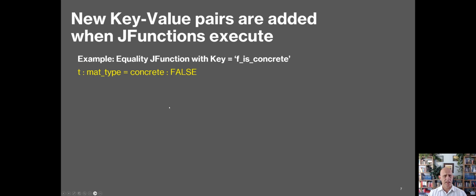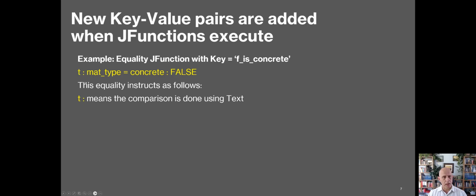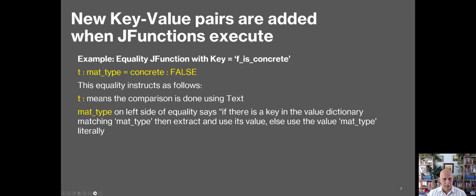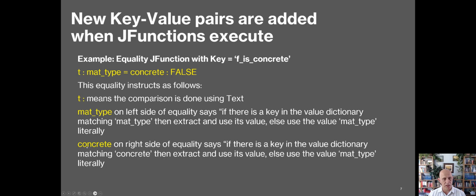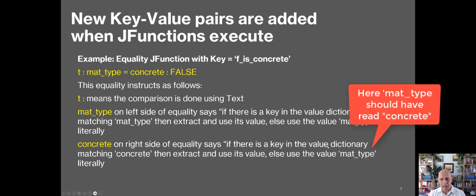So let's see what exactly this JFunction instructs Juno Cassandra to do. First of all, the T colon means that this comparison is going to be done using text. If you had put an N there, it would have assumed this was a numerical comparison. Secondly, the term mat underscore type tells JCass if there is a key in the value dictionary matching mat type, then extract and use its value. Otherwise, use this code mat type literally. We'll look in more detail at what that means just now. Similarly, on the right side of the equation, the term concrete says if there is a key in the value dictionary matching concrete, then extract and use its value.